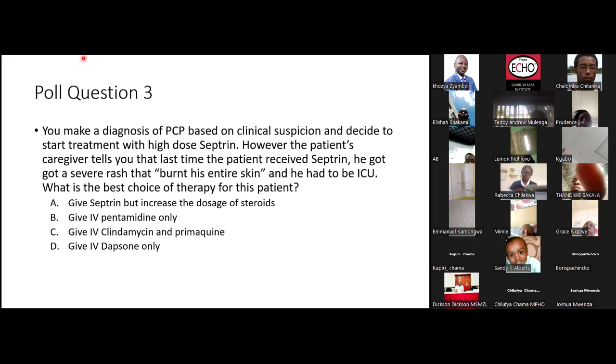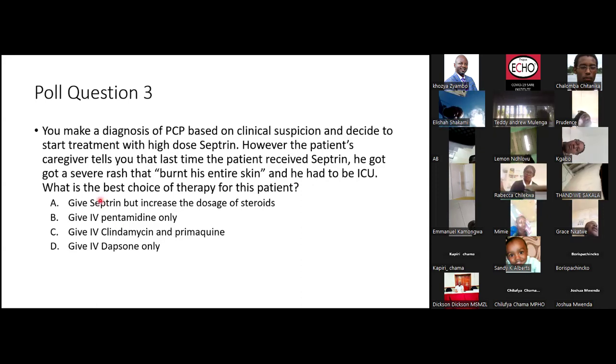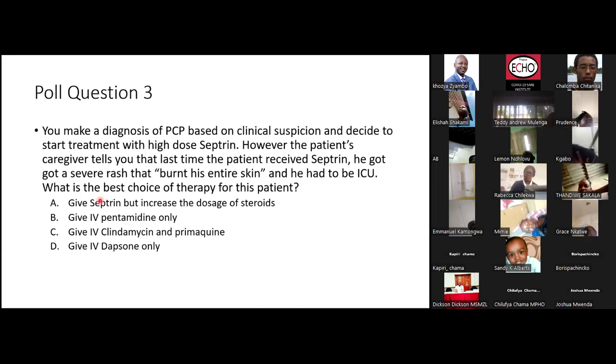So far, only half of the eligible have managed to poll. This is treatment of PCP in a patient with previous reaction to Septrin. You can see in this diagram, it's a patient that had Stevens-Johnson syndrome from their first dose of Septrin. Yeah, it gives people a bit of food for thought.